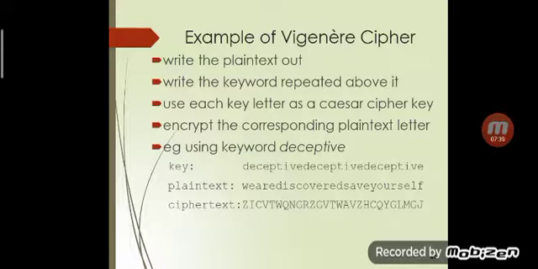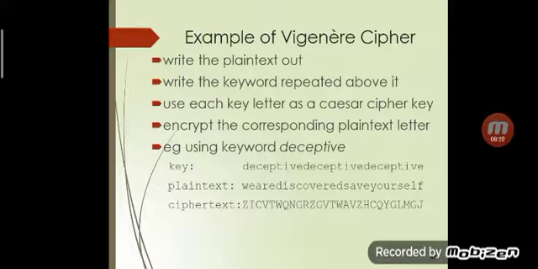Likewise for our plain text, we have to use the same length key. That's why we can repeat the key 3 times: deceptive, deceptive and deceptive. The next thing is we have to add our key into the plain text. Here we have to consider the letters D and W. So how to make the addition?